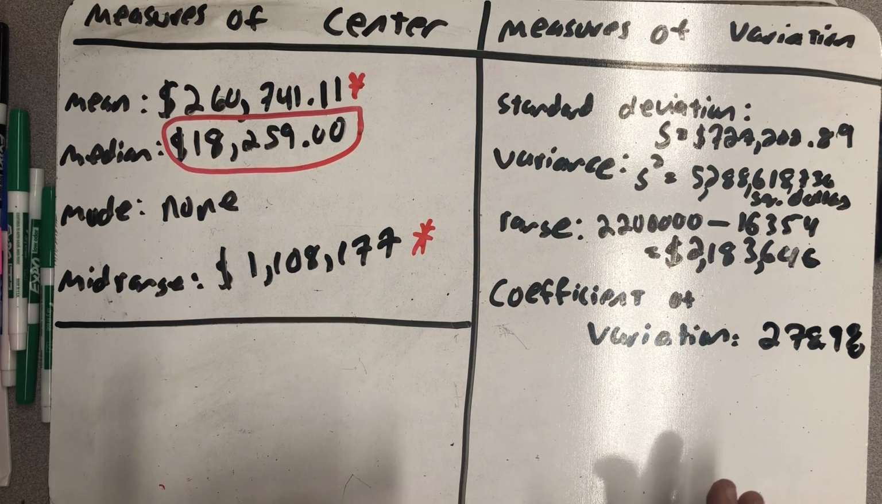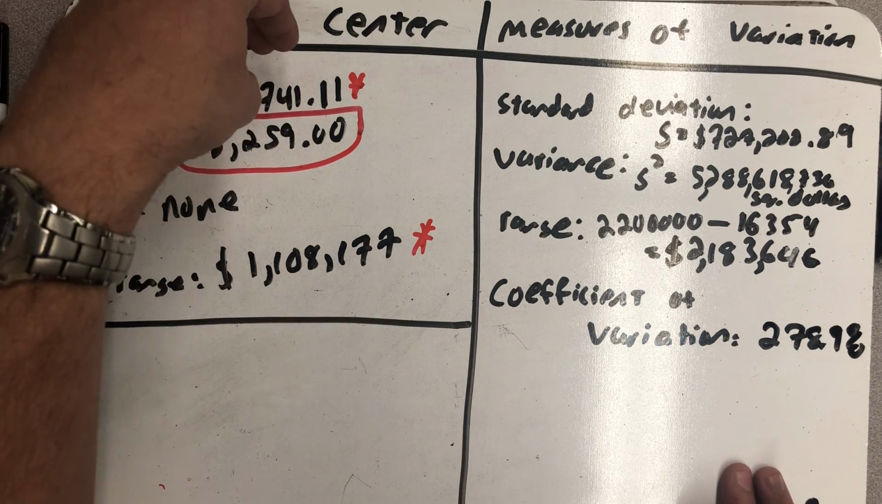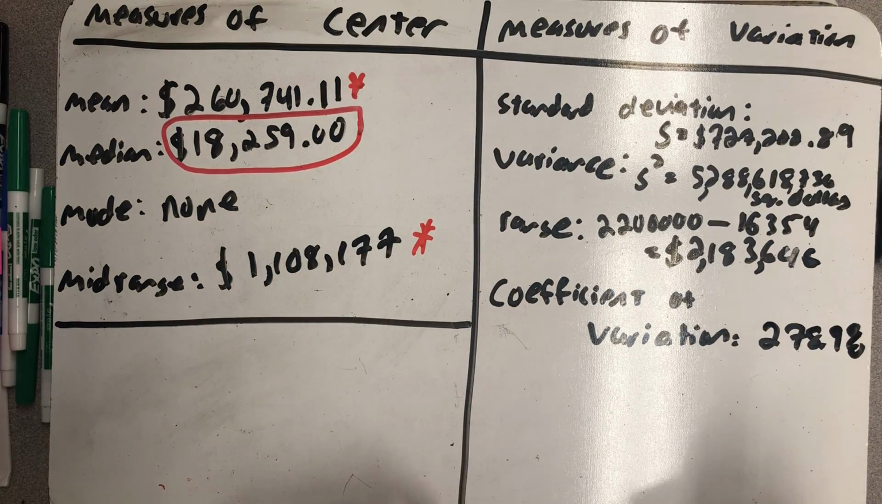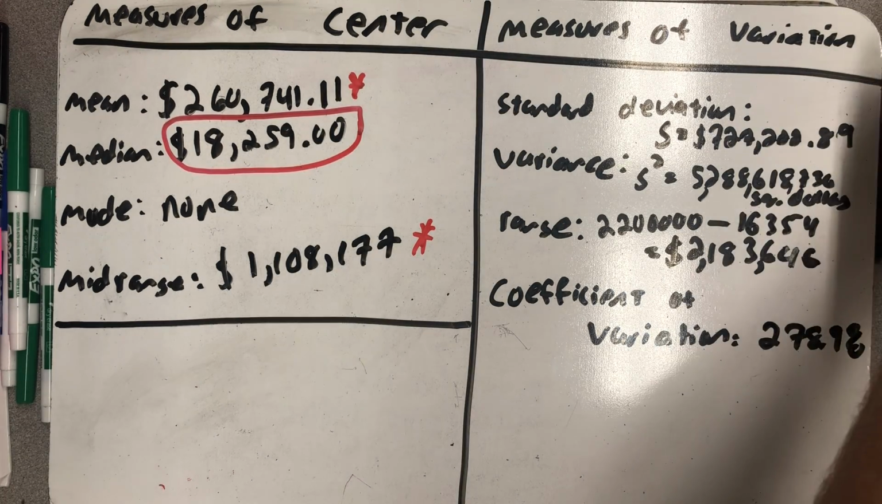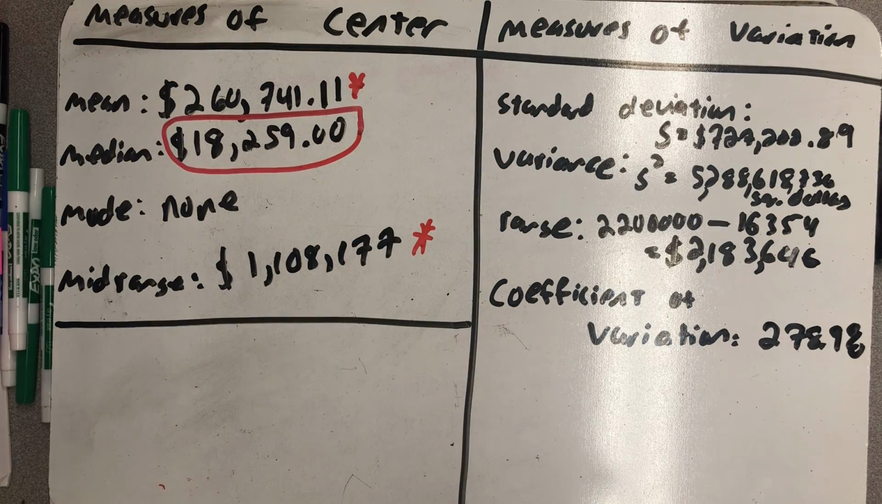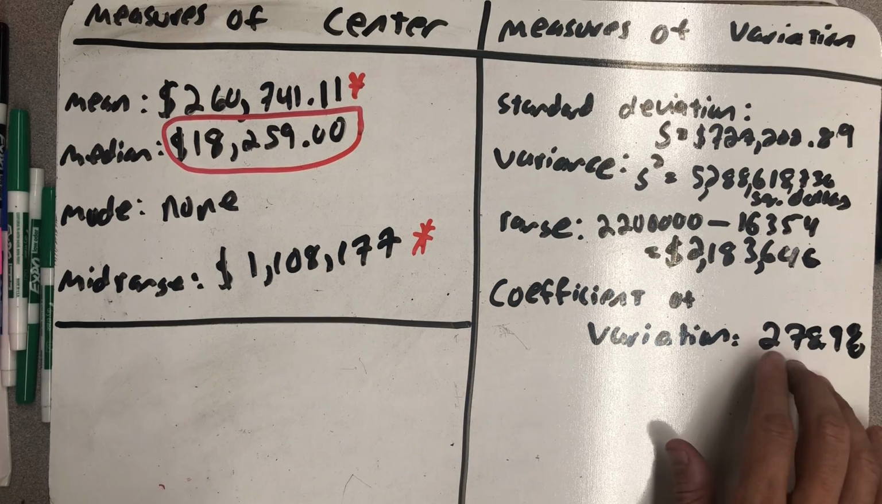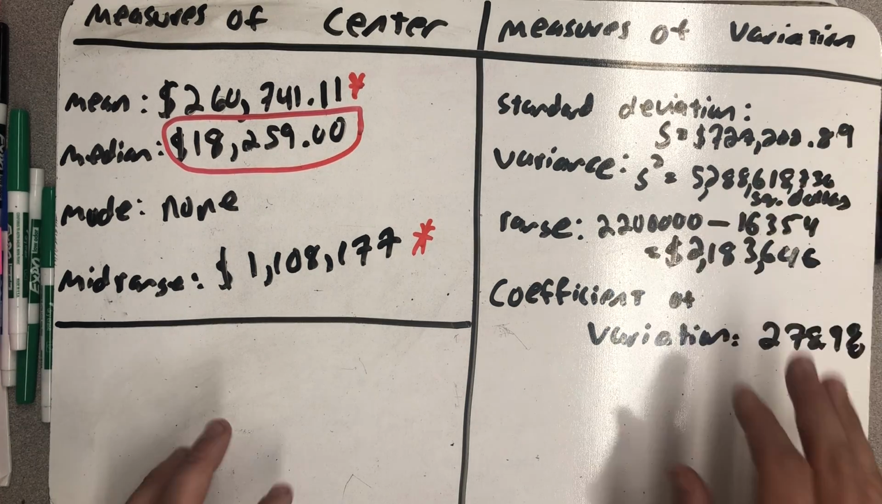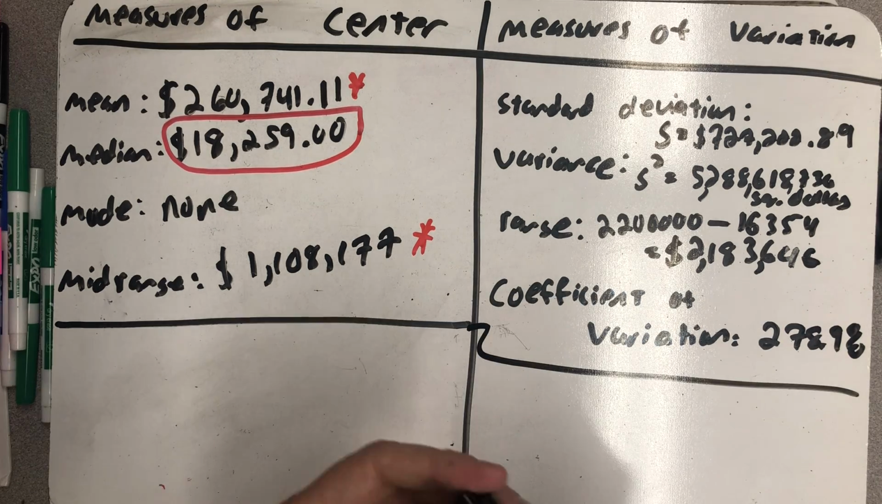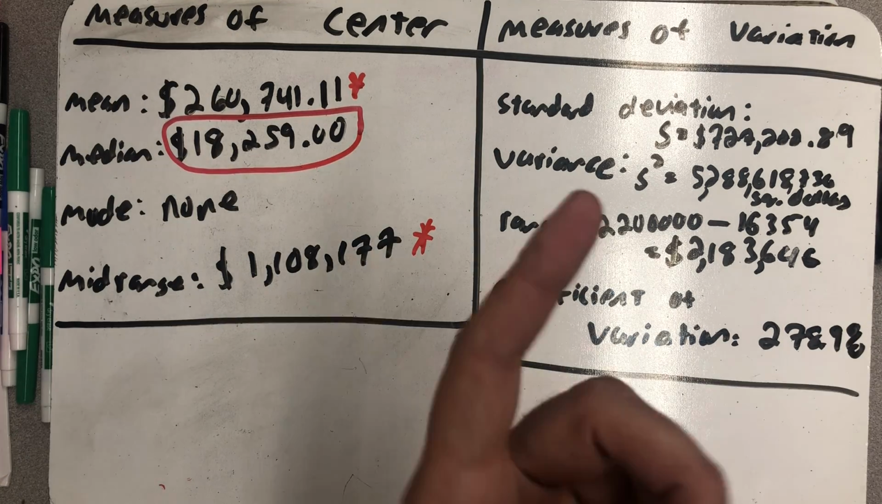But again, Michael Jordan's salary throws off the mean. That's involved in the calculation of the standard deviation and the variance. And we're calculating an average deviation from center. And I think Michael Jordan's salary being so large is really throwing that off. And that's why we see such large values for all of our measures of variation. So let's take Michael's salary out and see what happens then.